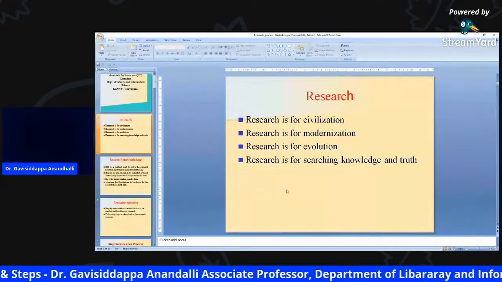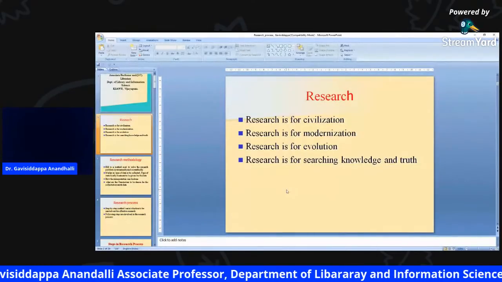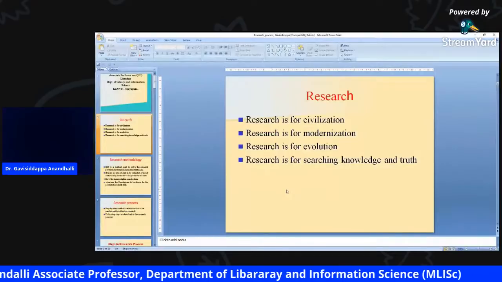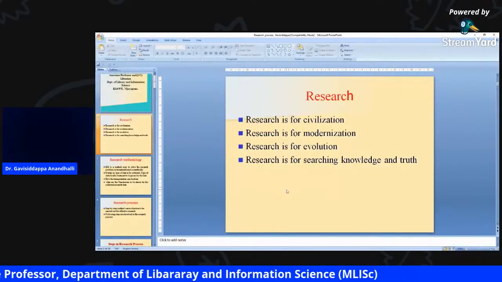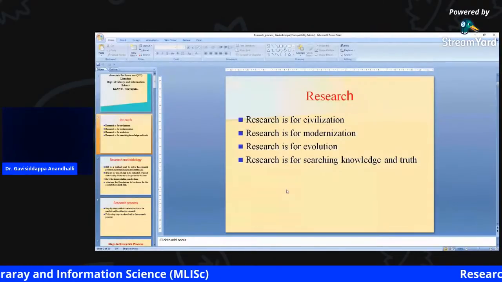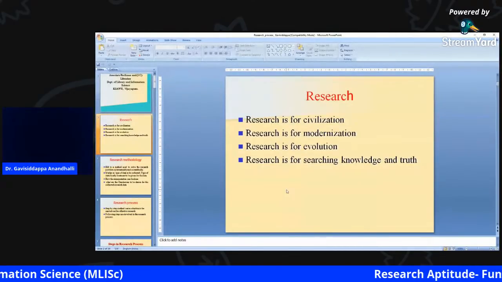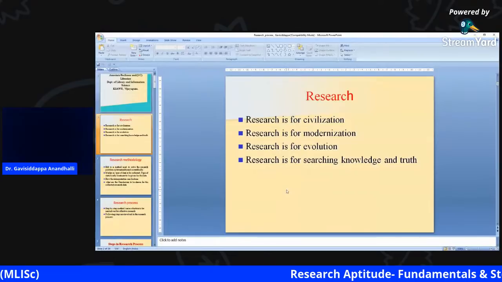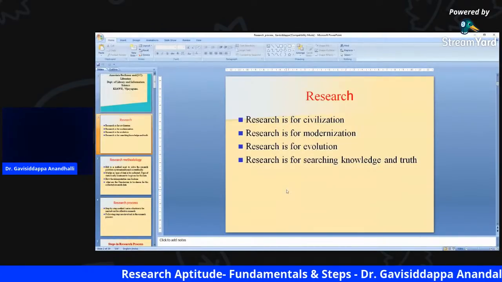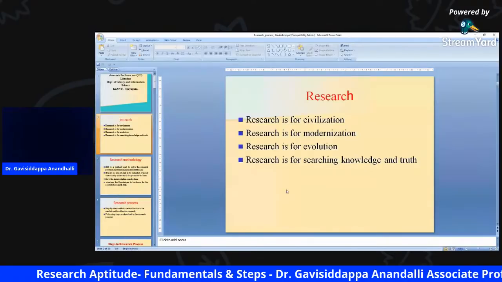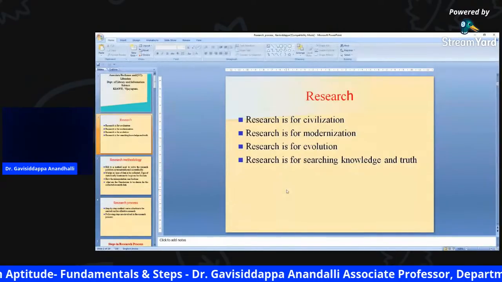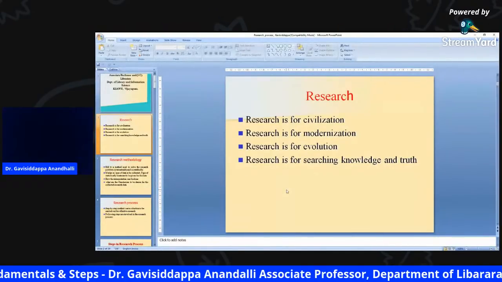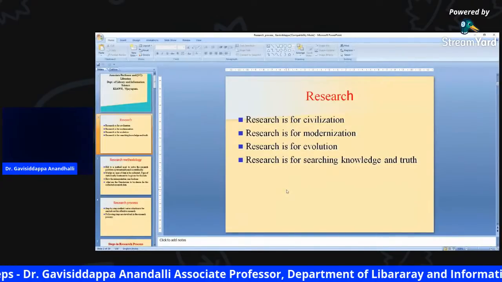So why should you go for conducting research? Research always has to be conducted to solve many problems around society. We face many problems day by day. We come across many difficulties, many situations, many problems, and to solve these problems, research is the only tool, the only method, the only way for solving many problems.